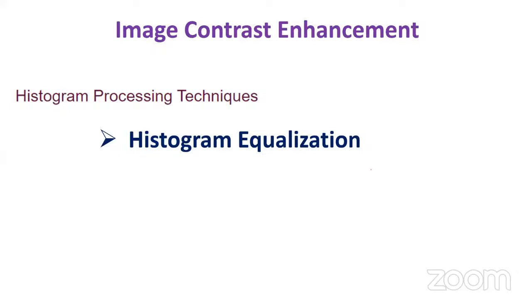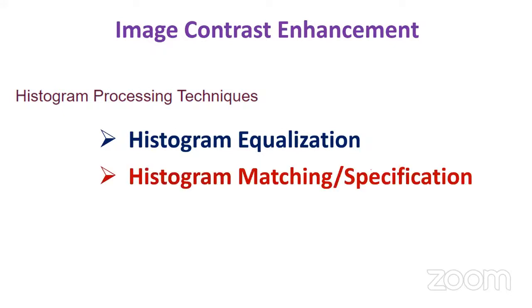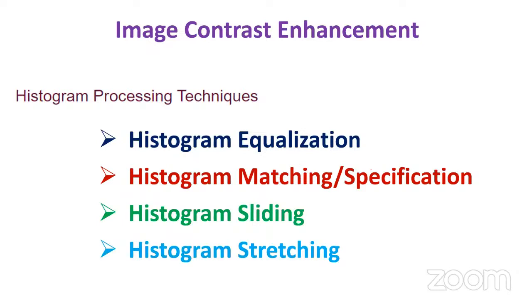We discussed that in detail in yesterday's session for RGB images as well as grayscale images. Matlab execution we have done. And histogram matching is left. These are all very simple things we'll try to complete. Histogram specification, we can call it histogram matching or histogram specification. And histogram sliding, we have only one formula for this. And histogram stretching also has only one formula. So those are the histogram processing techniques for contrast enhancement.